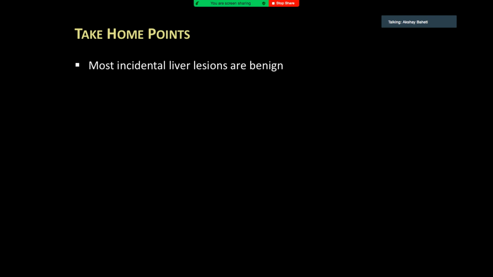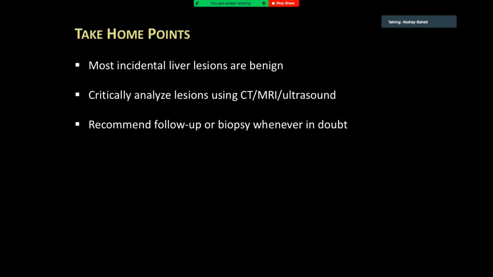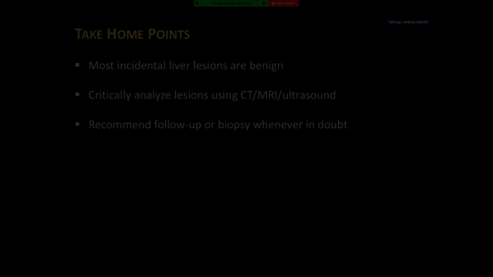Okay, so what you need to remember is most incidental lesions are benign. So when you go out, don't think of malignancy all the time. Analyze the lesions using your CT, ultrasound, MRI. Recommend follow-up and MRI or biopsy when in doubt. Okay, so the main thing in liver, you have to know what to recommend when. When to recommend don't worry, when to recommend do something, and then what to do.